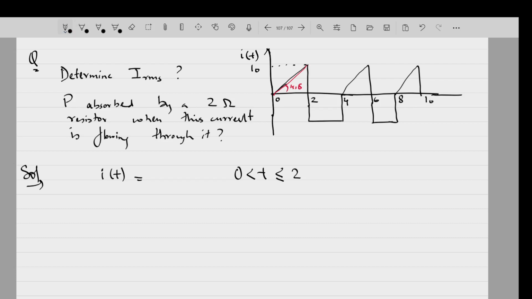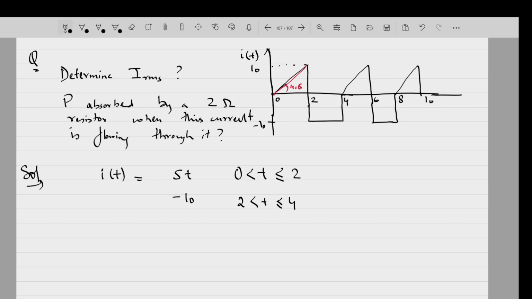So from 0 to 2, this function you can simply write as 5t. So when t is 1 its value is 5, and when t is 2 its value is 5 into 2, that is equal to 10. From 2 to 4, it is a constant function but a negative constant function, simply -10. And it is periodic after every 4 seconds, so after 4 seconds it repeats.